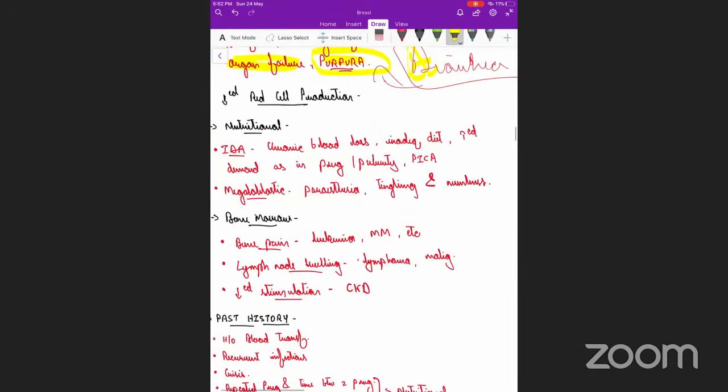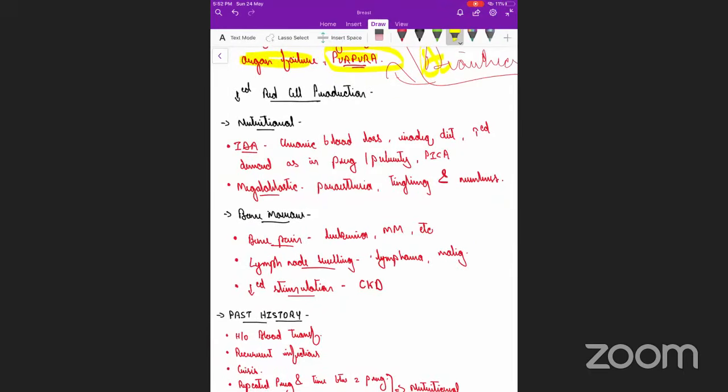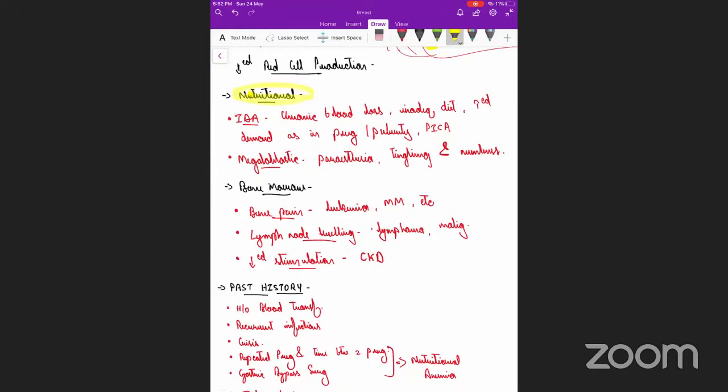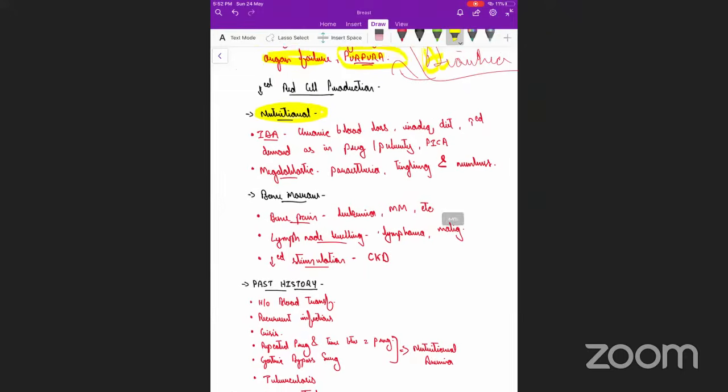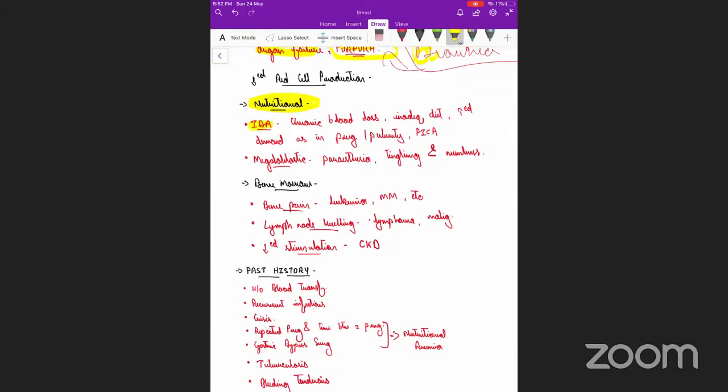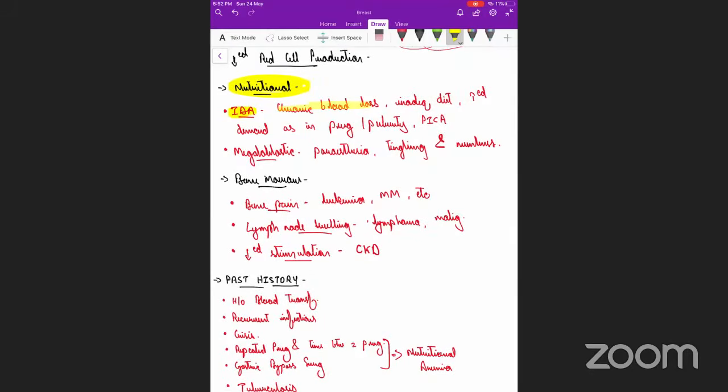Next, at the level of bone marrow, there will be decreased RBC production. The most important cause in our country is nutritional anemia, iron deficiency anemia, that being the most common. It is widespread. So we'll look for iron deficiency anemia. There will be a history of chronic blood loss, or an inadequate diet, or a history of repeated pregnancies without enough gap between the two pregnancies. That will become important. So either puberty or pregnancy, due to increased demand. And in children, we can look for a history of pica, consumption of abnormal things.